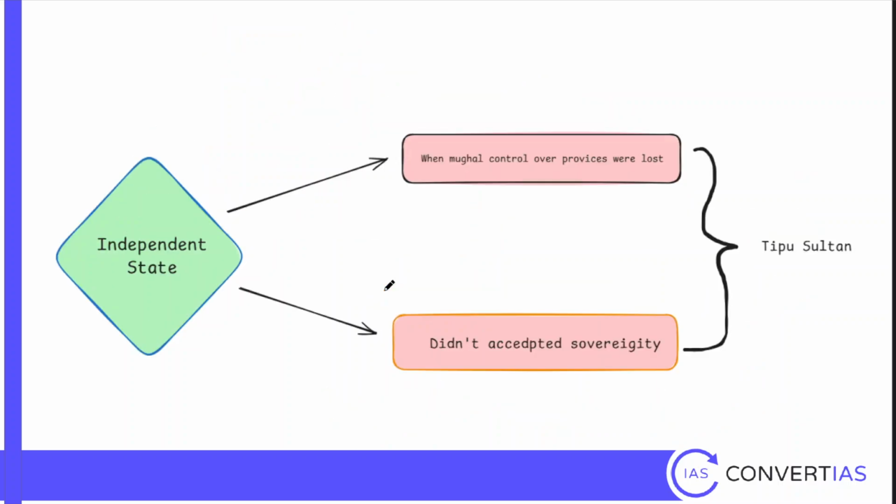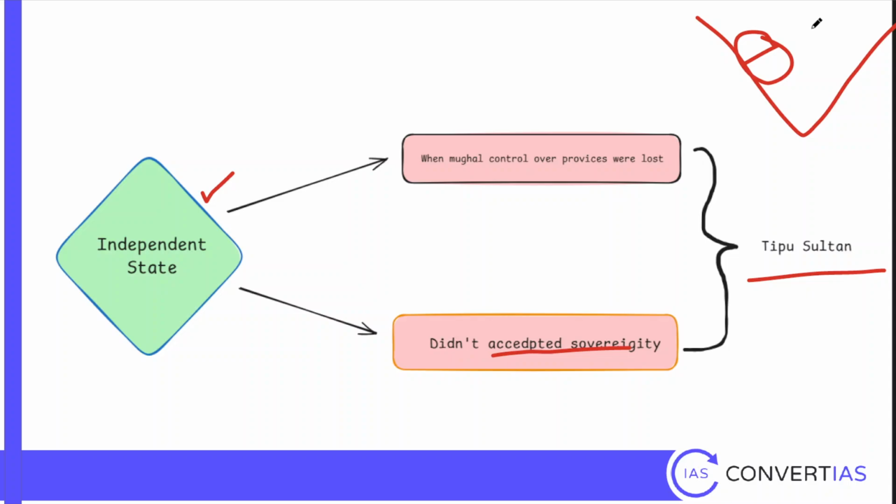Moving to the second entity, the independent state. We call them independent because they don't accept the Mughal sovereignty. Just inverse the concept. And the biggest example for this is Tipu Sultan. Now you know that Tipu Sultan ruled in the Mysore region in the peninsula. He had no relation with the Mughals. Whether the Mughals issue a farman or not, he doesn't care. Now that is an independent state.